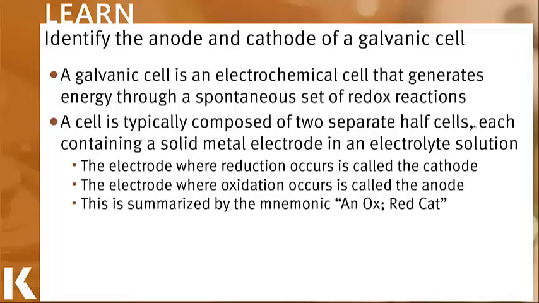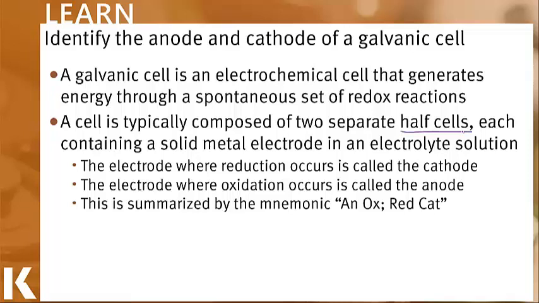An electrochemical cell is a cell that is composed of two different half cells. Each of these half cells will contain a solid metal electrode, and then there will be an electrolyte solution that the electrode is immersed in.